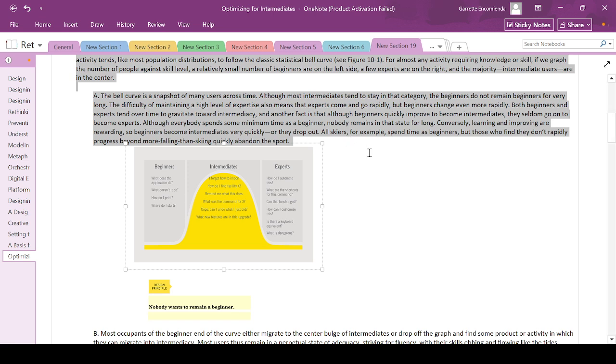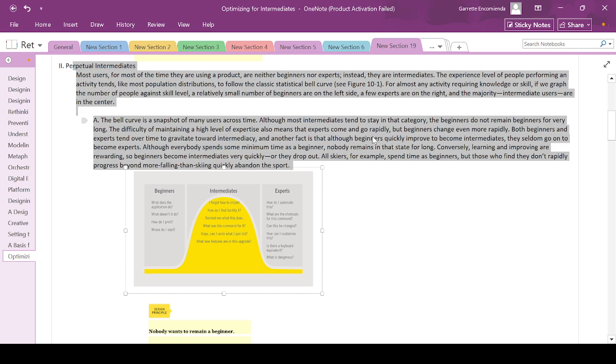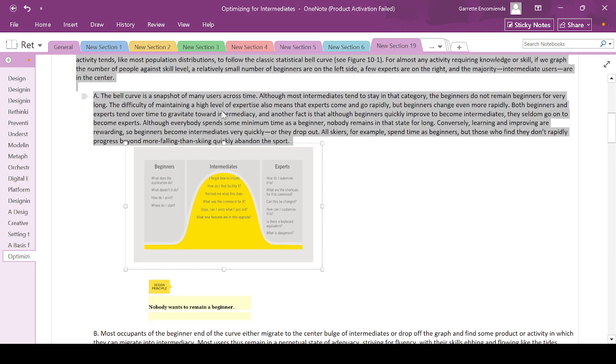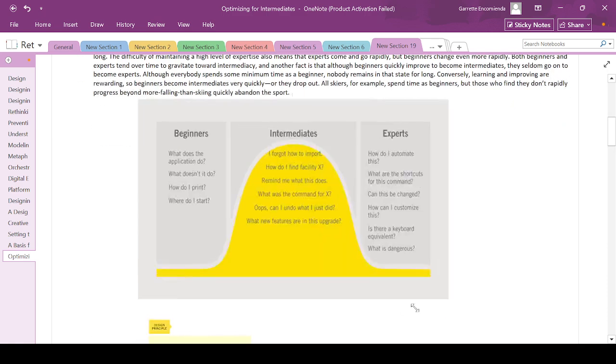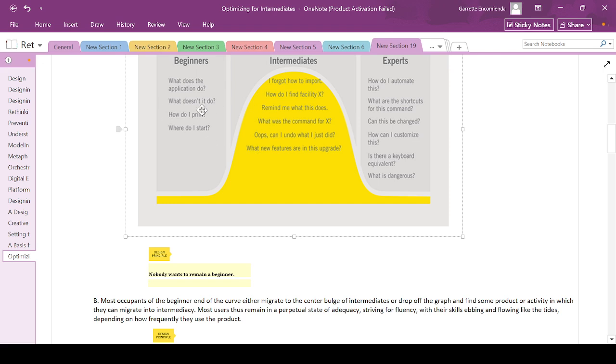Or for example, all skiers spend time as beginners, but those who find they don't rapidly progress beyond more failing than skiing quickly abandon the sport. But beginners change even more rapidly. Experts do not stay there, and beginners change more rapidly to become intermediate.